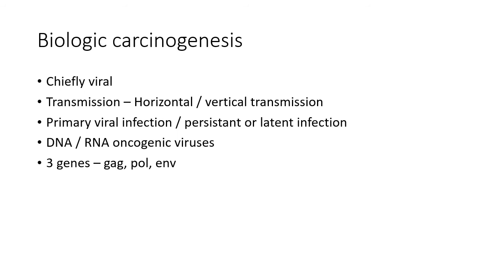The viral agents causing cancer in humans are broadly classified into two groups, the DNA viruses and RNA viruses. Both these types usually have three sets of genes: GAG gene, which codes for the viral antigen, POL gene, which codes for the polymerase enzyme, and ENV gene, which codes for the envelope proteins. Usually, both the types of viruses have these three sets of genes.